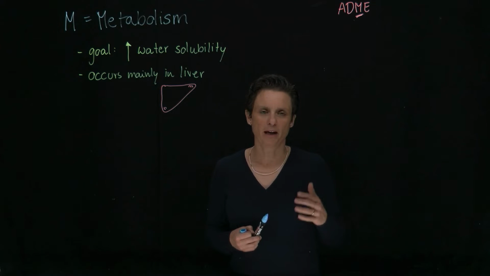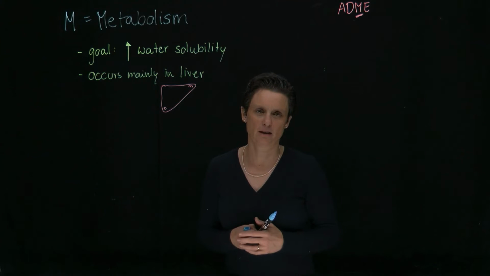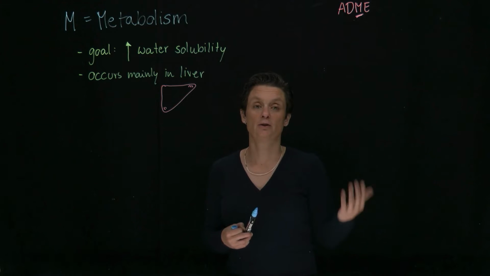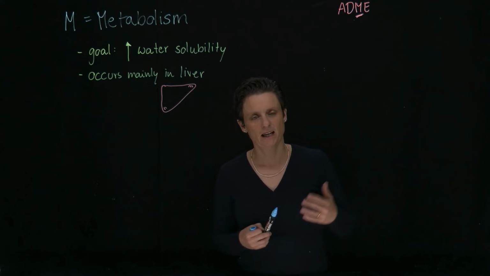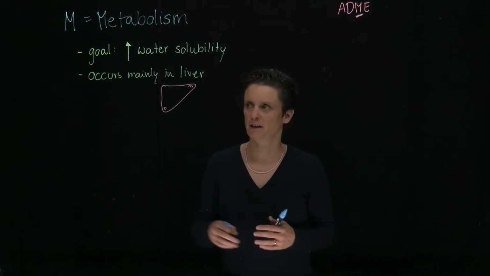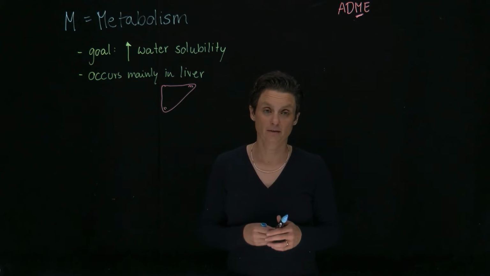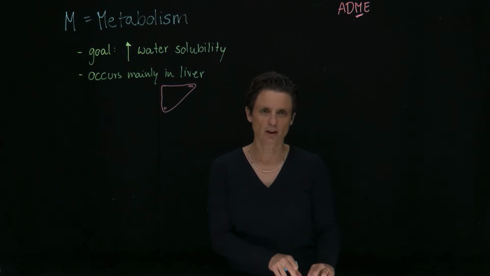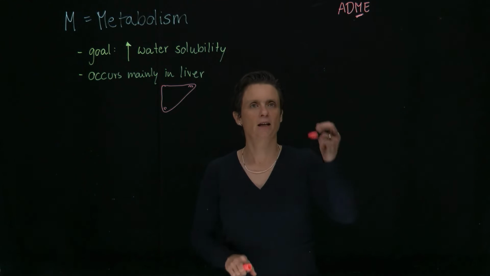Because the major goal of metabolism is to make the drug more water soluble so that it can be excreted via the kidney. That's where most of our drugs are excreted. It occurs mainly in the liver, the metabolism. And usually it's done in two phases.